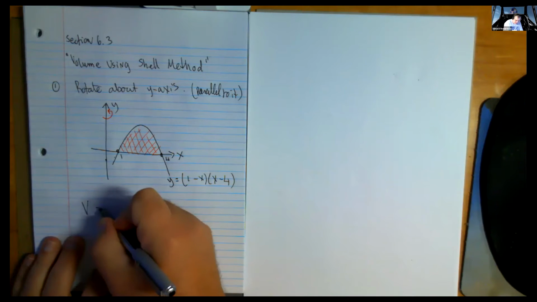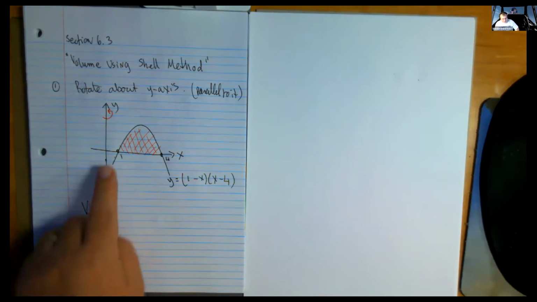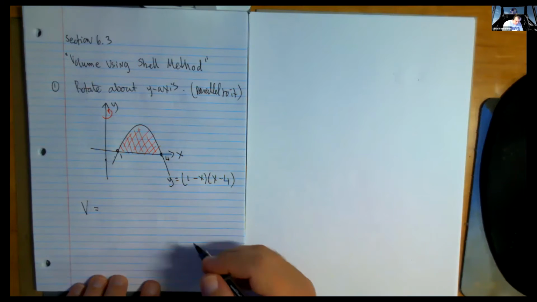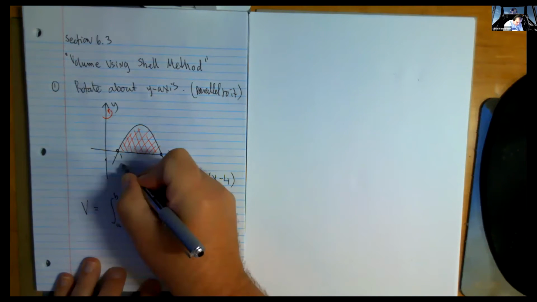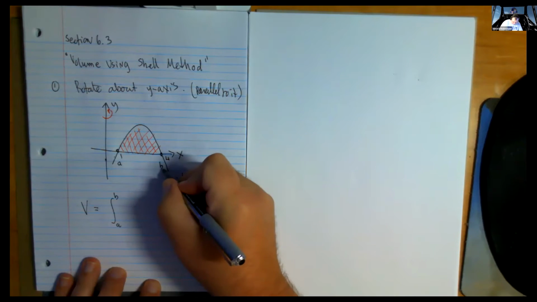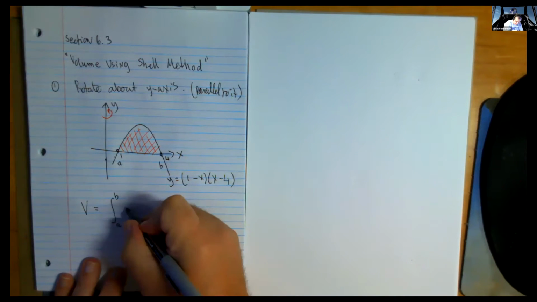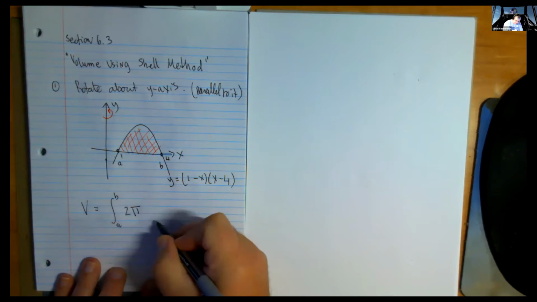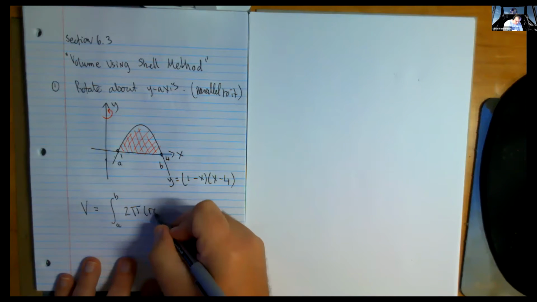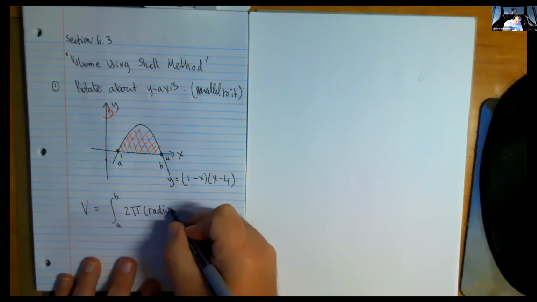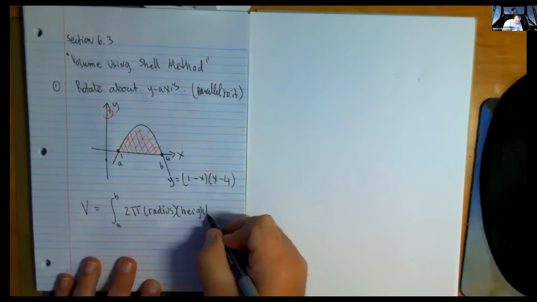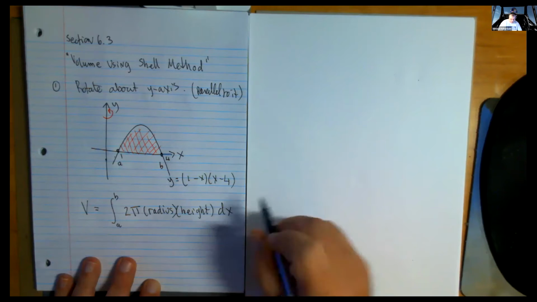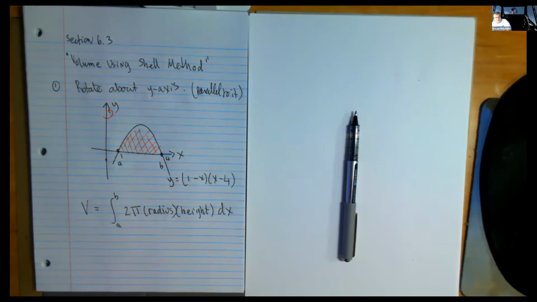The formula for getting this shape is the integral from a to b, where a is the start value of x and b is the finish, 2 pi, a guy that's going to be called the radius, another guy that's going to be called the height, and dx. And that's the first change.